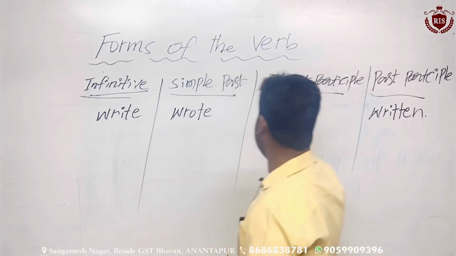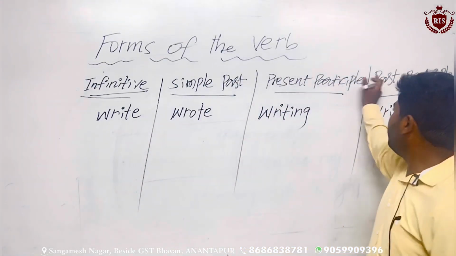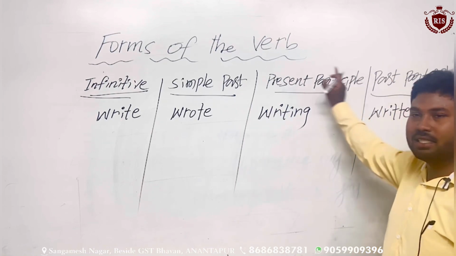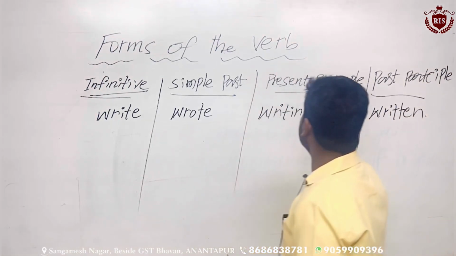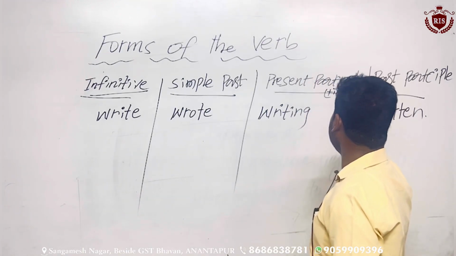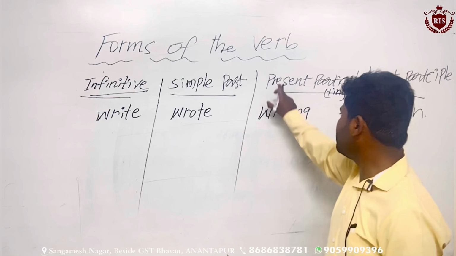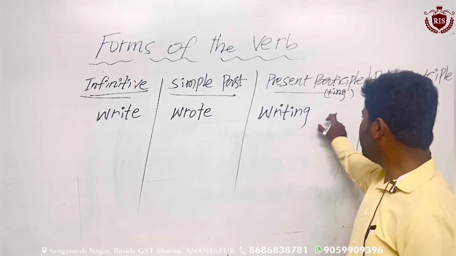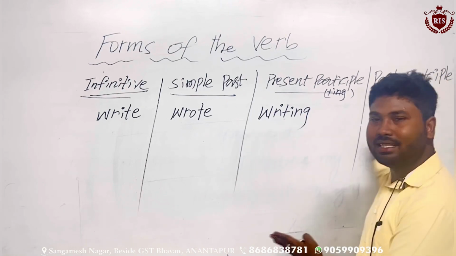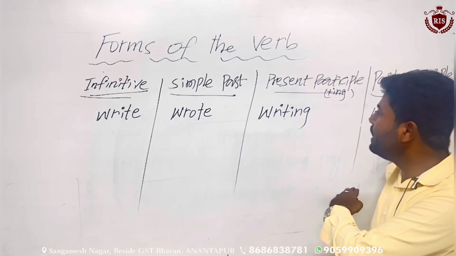These are the 4 forms of the verbs. You need to remember the difference between the past participle and the present participle: the present participle form is just adding ing to the verb. You can remember the present participle form of the verb in this way. We just add ing to the verb form, and the past participle is the last form of the verb, so that you can remember.